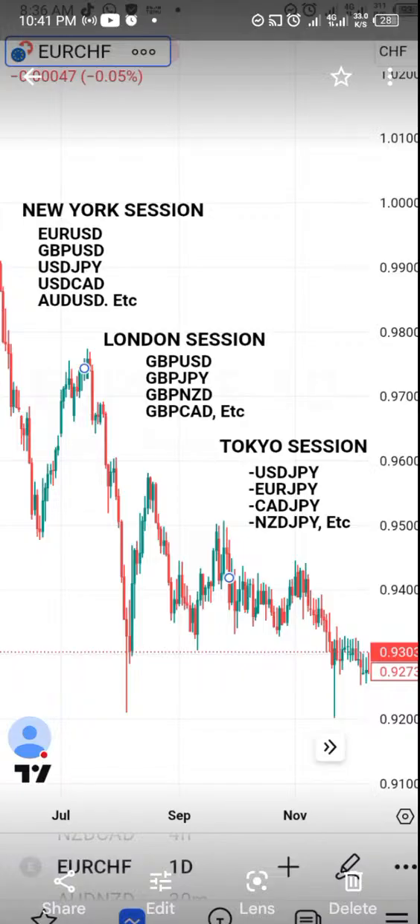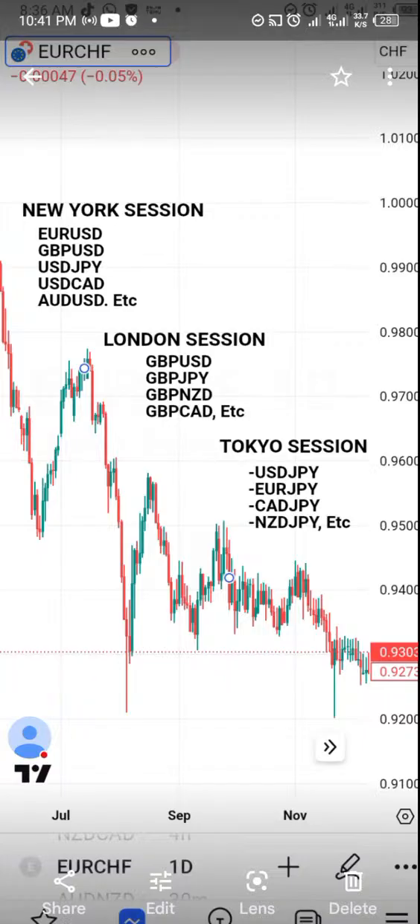Now, the New York session runs from 2 p.m. Nigerian time down to 10:30 Nigerian time, depending on the broker in your region, as I said. So you can see, like on the screen, we majorly focus on 3 sessions. We focus on the Asian session. The Asian session includes Tokyo and Sydney because they are Asian.